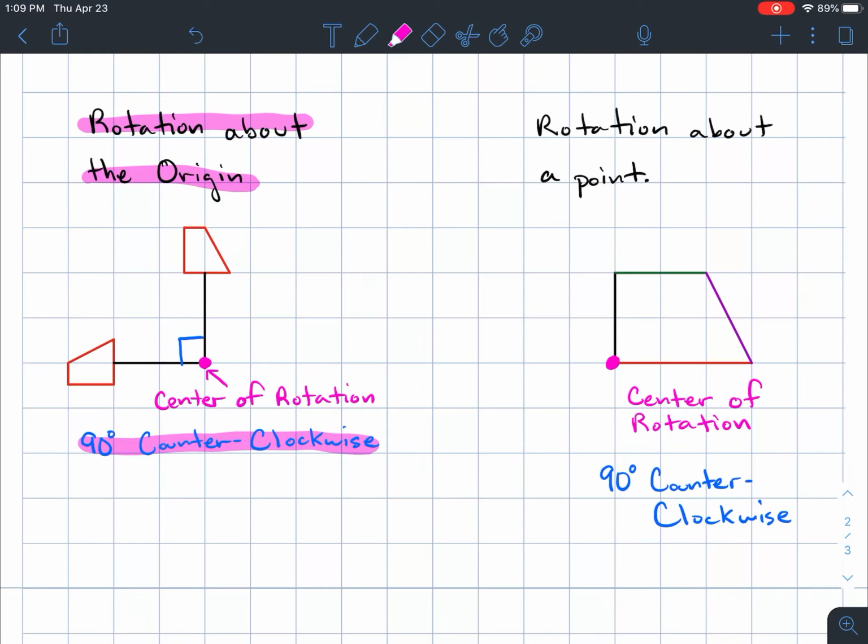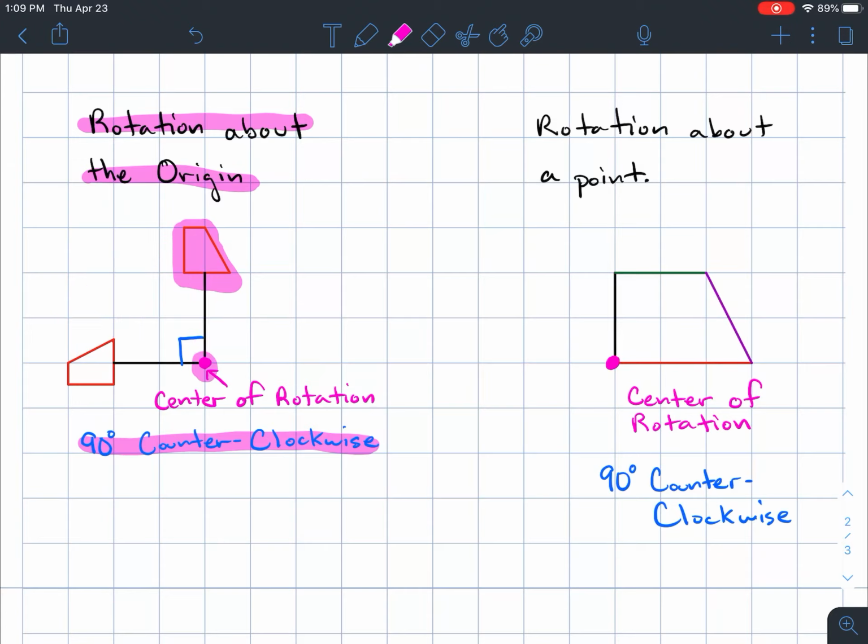This is a 90-degree counterclockwise rotation. So here's my original shape. Again, a right trapezoid. It's about the origin. This is the origin. We use our imaginary rope or string, and we rotate it in one 90-degree turn so that it ends up there.